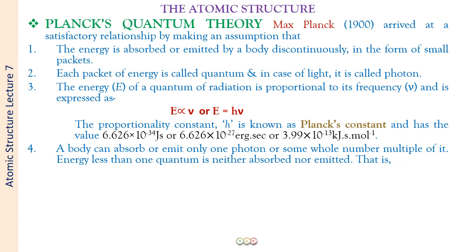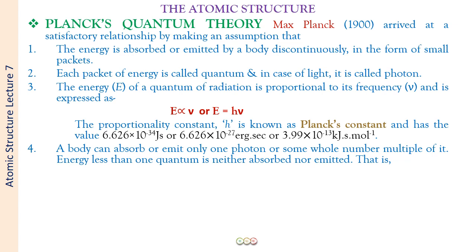Then he said that the body can absorb or emit only one photon or some whole number multiple of it. Energy less than one quantum is neither absorbed nor emitted. And you can understand if you compare it to a person standing on a staircase. A person can stand on any one step of the staircase, but it is not possible for him to stand in between the two steps. He cannot take half a step, right?